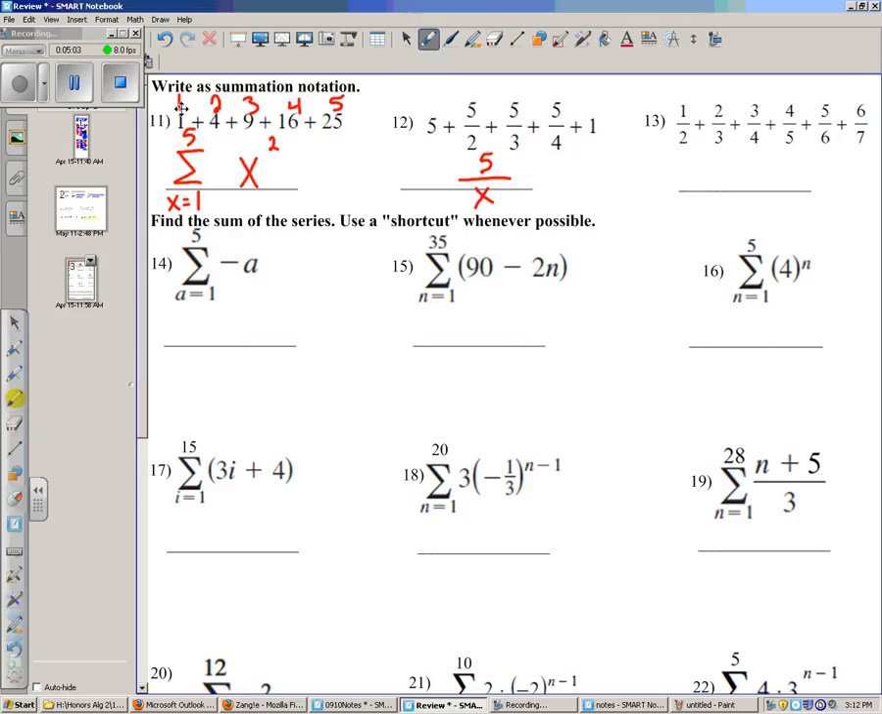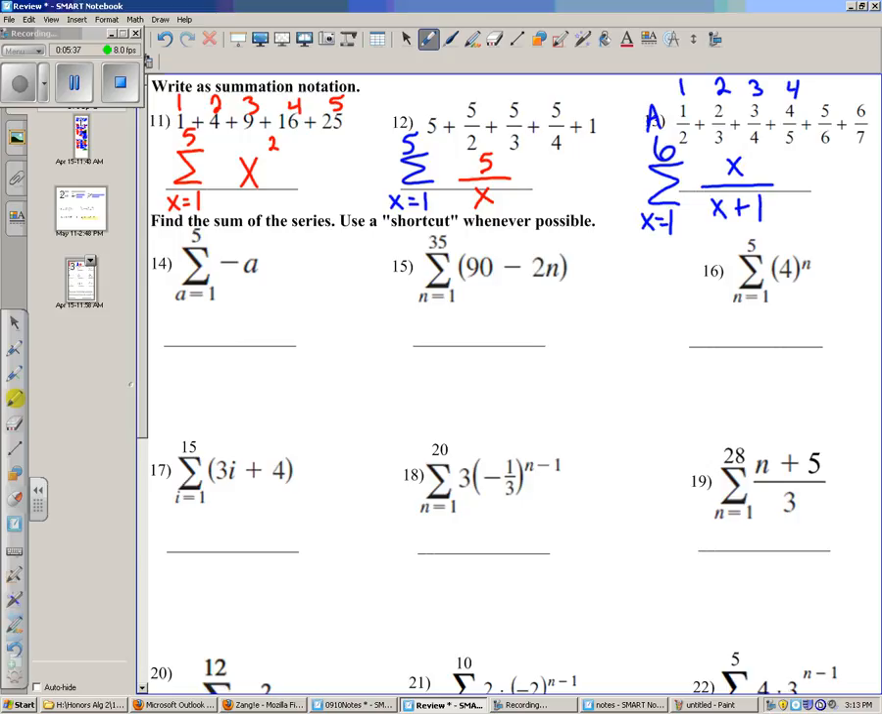Putting it in summation notation then, with my sigma, I'm going to have x equals 1, and here I have 5 terms. So there's summation notation. 13 is also arithmetic. The numerator is consistently going up by 1, and so is the denominator. As far as the numerator goes, the numerator is the term number. Take a look. So that's x, and the denominator is just the term number with 1 more. So put my sigma with it. I start with 1, and when I'm done, I actually had 6 terms here.